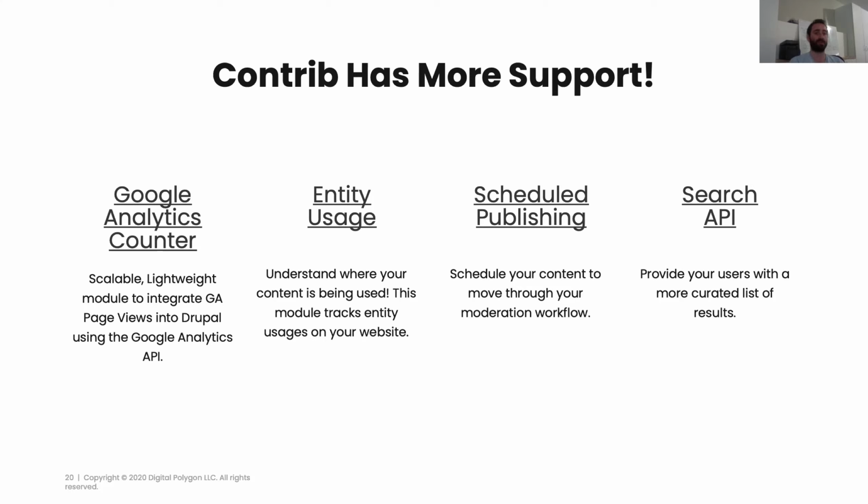Entity Usage, this one's really important, especially if you're going to unpublish something. It tells you where the content is being used. If you don't have this, you could very easily unpublish or remove content that you needed. Scheduled Publishing, this one is also really important. This is where you can start to automate either publishing or unpublishing stuff. And then Search API, you can make the results that they get a lot better.